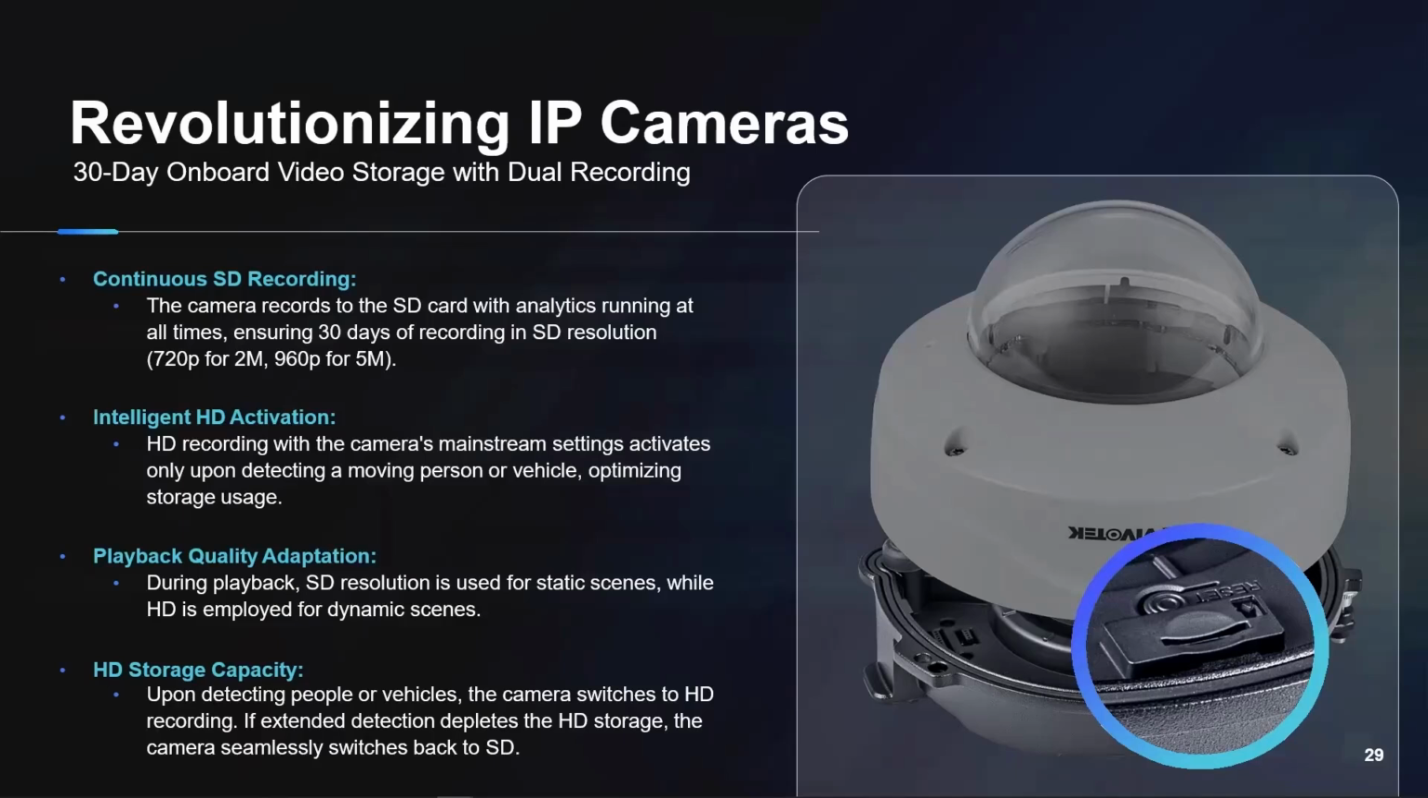Here's how it works. The Vortex camera records on the SD card with the analytics always running. 30 days of recording in standard definition or SD resolution is guaranteed. So by SD resolution, I mean SD for a 2 megapixel camera is 720p, and then the 5 megapixel camera is 960p. Recording in HD resolution or full resolution that the camera is capable of is activated only whenever a moving person or a vehicle is detected.